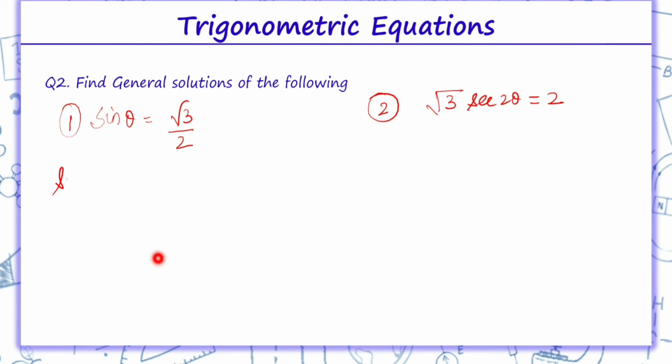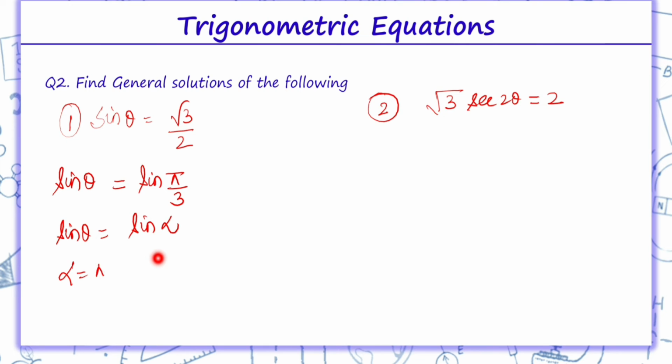So now we know sin theta is equal to root 3 by 2. It is the value of sin 60, so sin 60 is written as sin pi by 3. Now, as we know, the general solution of sin is expressed by theta equals n pi plus minus 1 to the power n into alpha. So now we will compare: sin theta equals sin alpha.